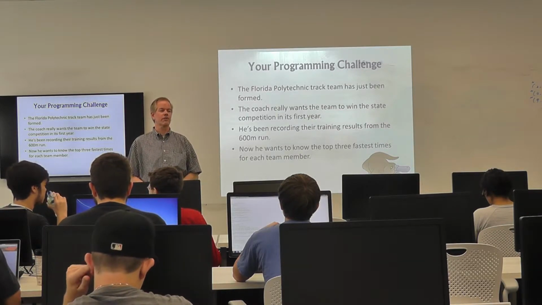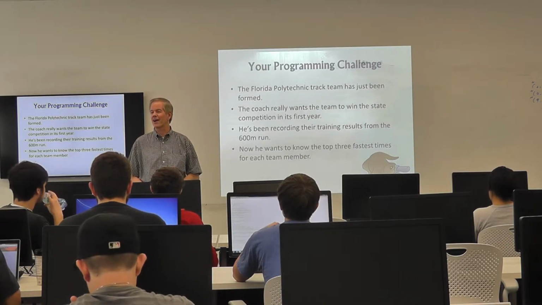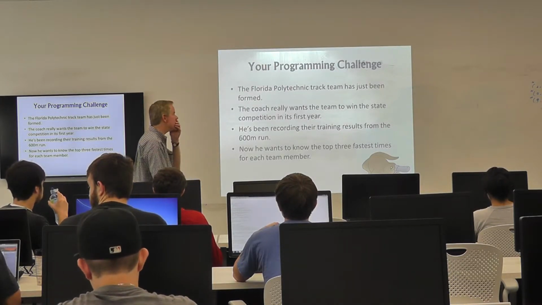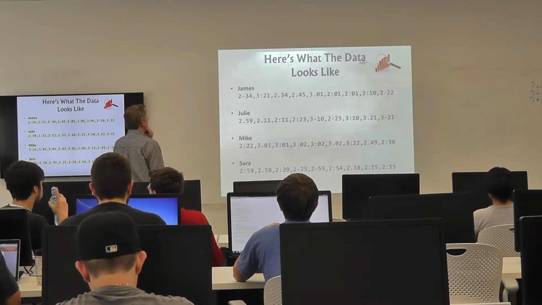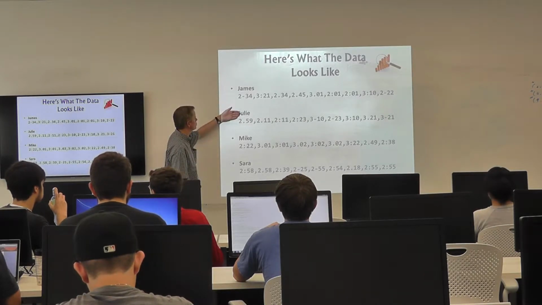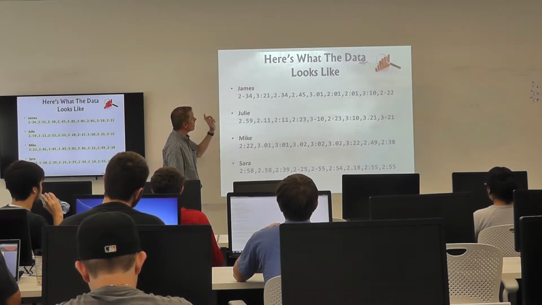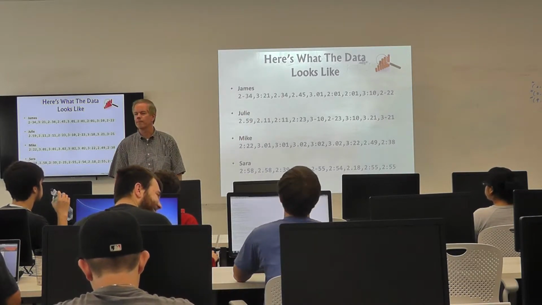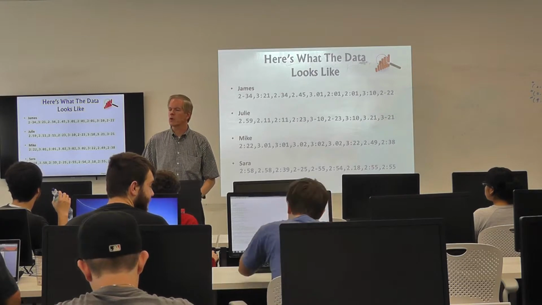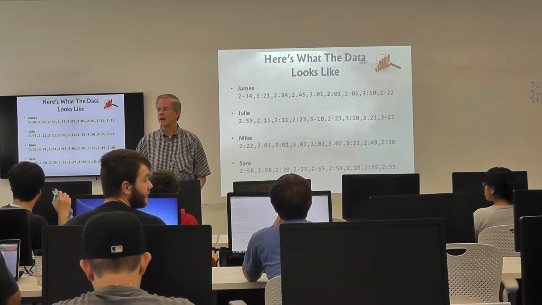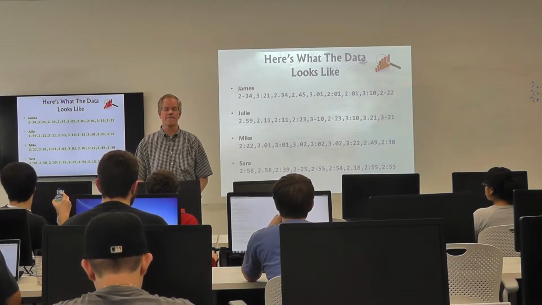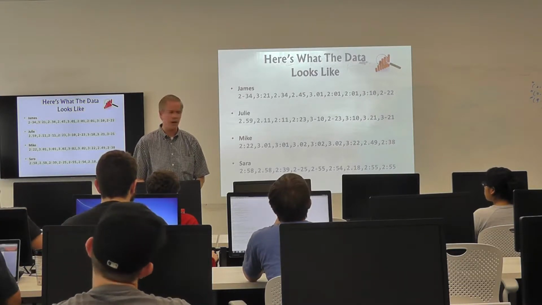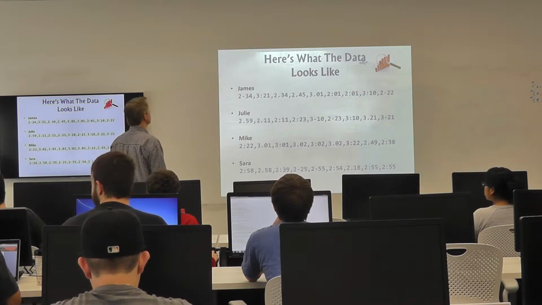Some people in this class would say, great, let me take a look at the times and I'll figure out what they are. No! Don't do that. We'll write a program to do this. So let's take a look at those times. We've got 4 runners, James, Julie, Mike, and Sarah, and we've got a bunch of times for each one of them. What does the coach want? Top 3 for each person, right? So we should be able to write a program to do this. How hard can that possibly be? It can't be that hard. All right, let's do it.